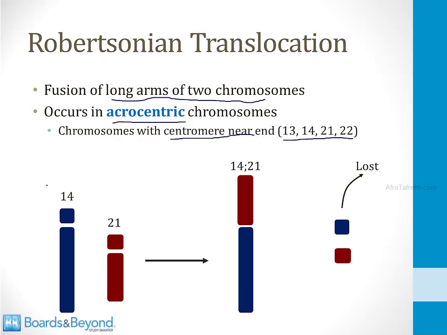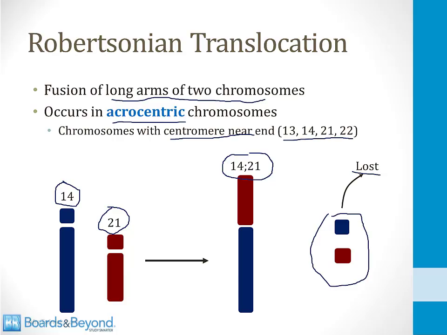To understand a Robertsonian translocation, let's look at this picture I've made on the screen. So we have a normal chromosome 14 and a normal chromosome 21. If these 2 chromosomes undergo a Robertsonian translocation, the long arms will link up and create a fused chromosome 14 and 21. The short arms of both chromosomes will be lost. This usually carries no important consequence for the individual in whom the translocation occurs. It's a small amount of genetic material that is lost, and it usually does not lead to any clinical consequences.